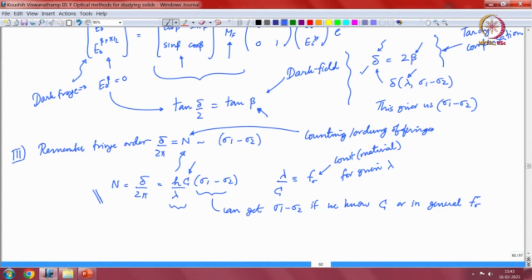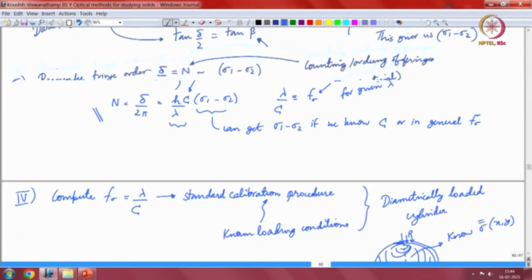If you do, then you can get sigma 1 minus sigma 2 if n is known, right. So if you can count the fringes, if your point x comma y lies in the 5th fringe or the 6th fringe, then n is 5 or 6, and if you know the other constants, you can get sigma 1 minus sigma 2, okay. For purposes of notation, we call this lambda by c ratio that is here as f sigma, right, and this is a material constant for a given wavelength, right.